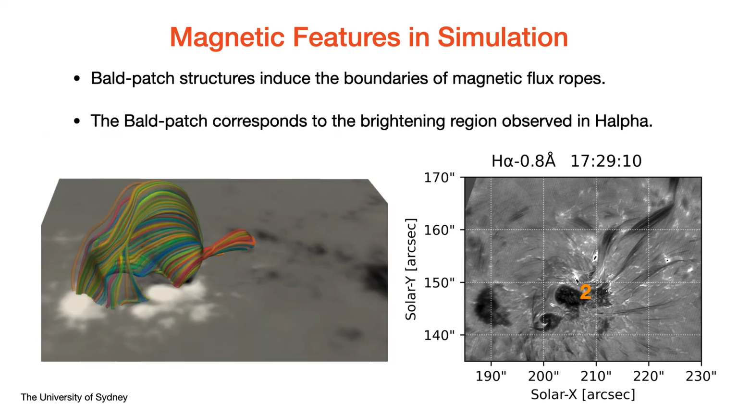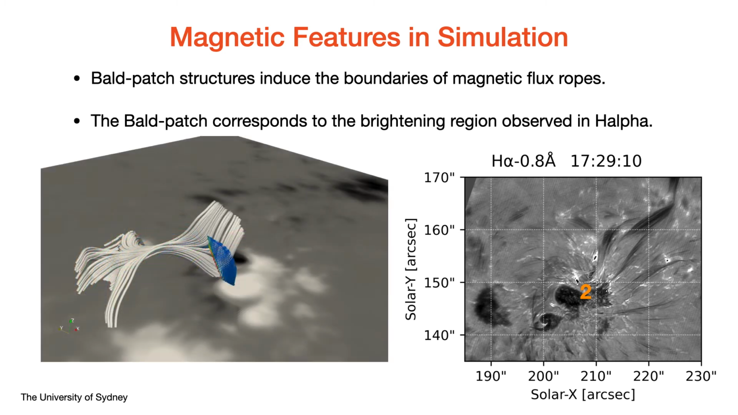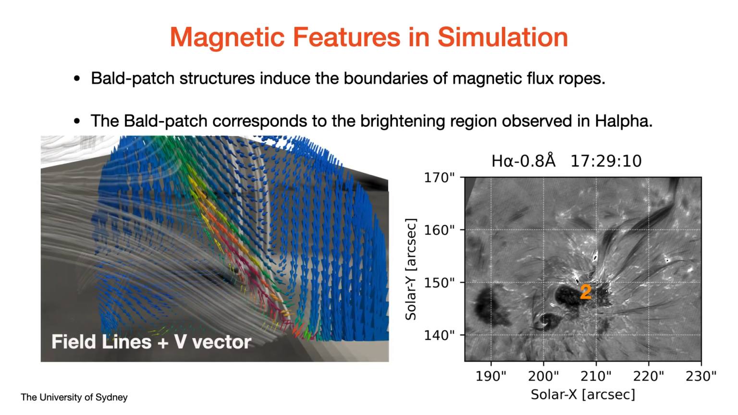The H-alpha brightening number 2 comes from the reconnection of the ball patch below a twisted structure. We zoom in on this image. The color and arrow share the same meaning as in the last slide. A current sheet had formed here, and the plasma velocity showed the converging motion into the current sheet. But the reconnection here is not fully developed in this snapshot.